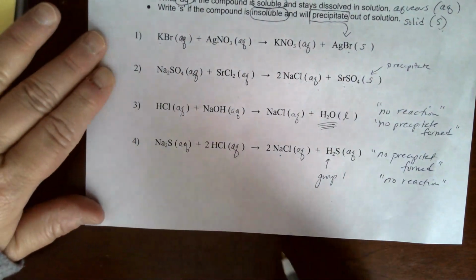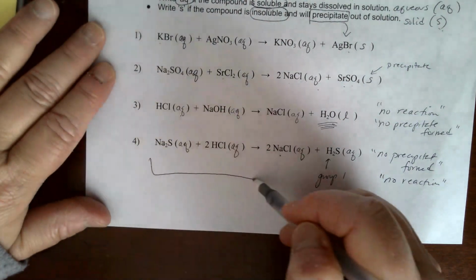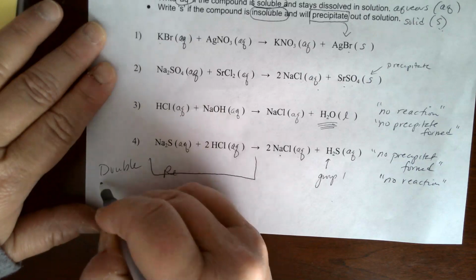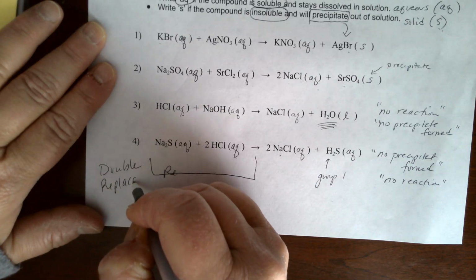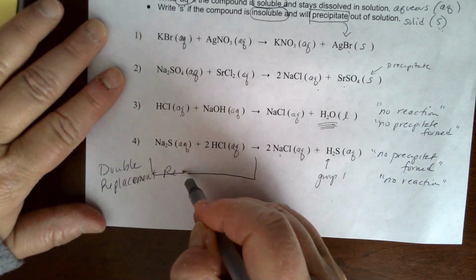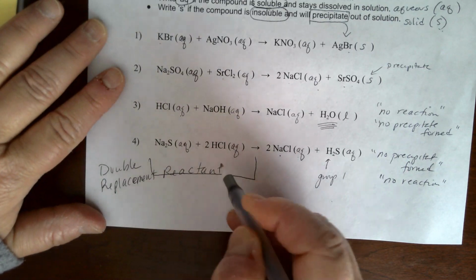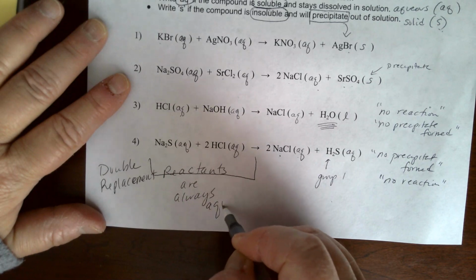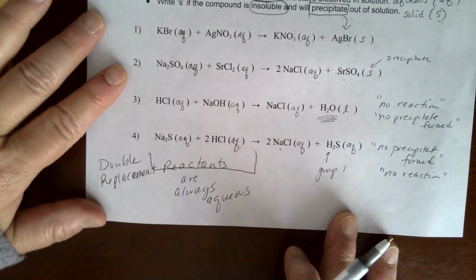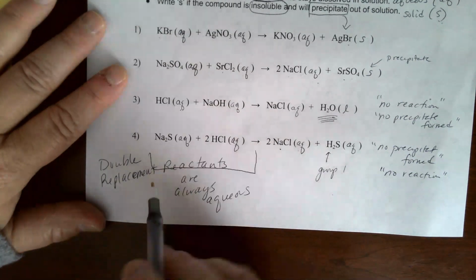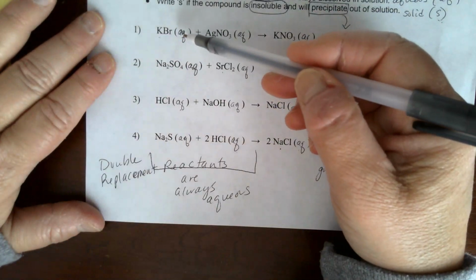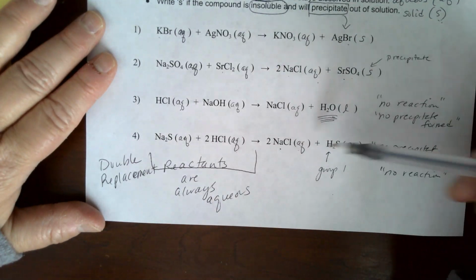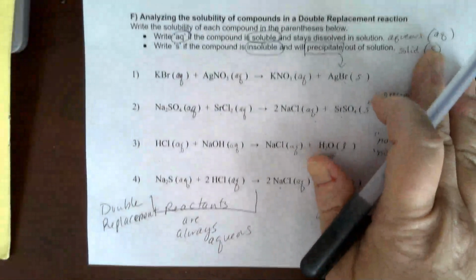Now, in a true double replacement reaction, the reactants are always aqueous. They have to be in order to have a double replacement try to happen. So in a double replacement, the reactants are always aqueous, and typically your job is going to be to determine the solubility of the products.